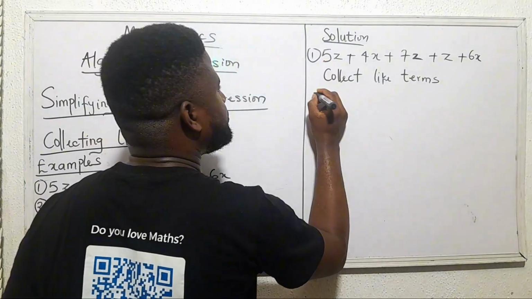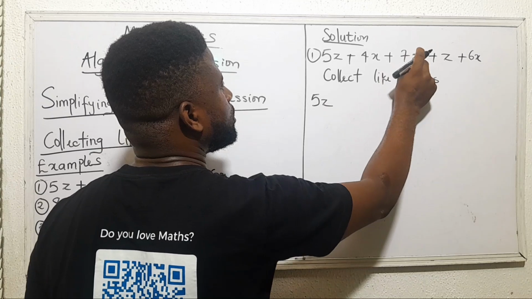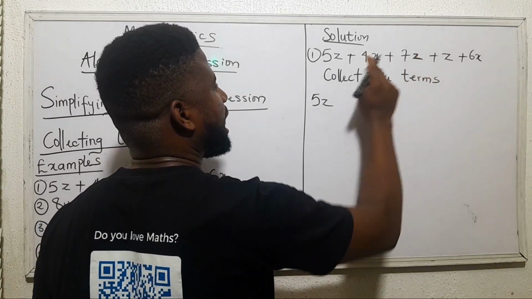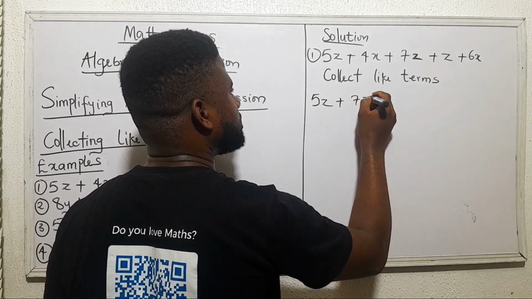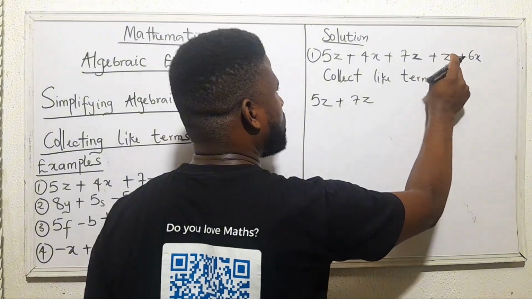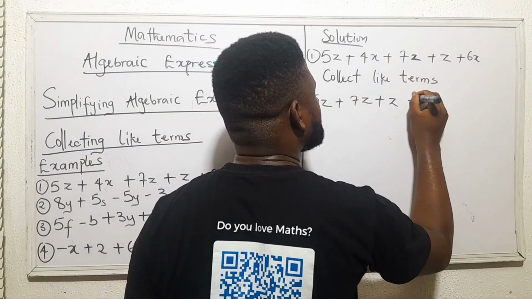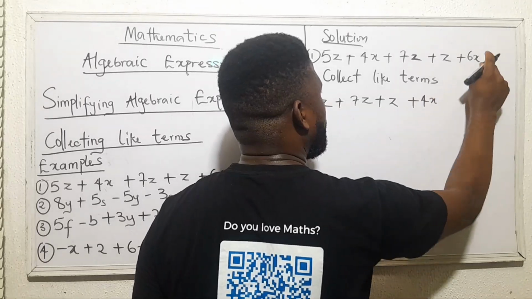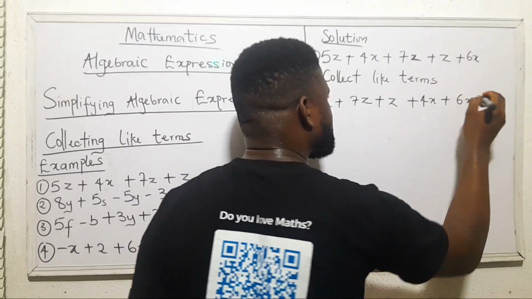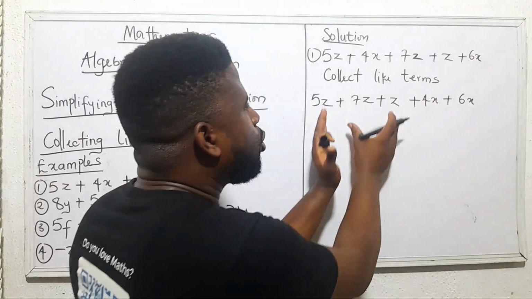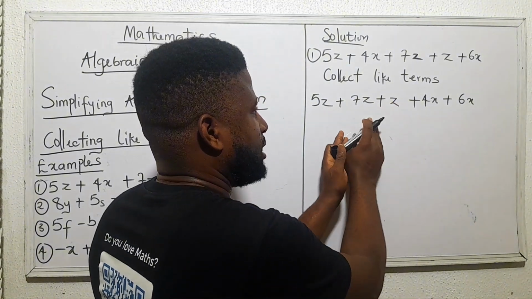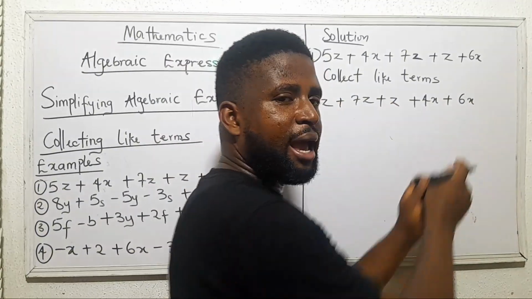So I have 5z, we have 7z, with the sign plus 7z. We have 1z with the sign, that's plus z. Then we come back for the x, we have plus 4x. And then we have plus 6x, right? So we can now go ahead to simplify the z's, and simplify the x.